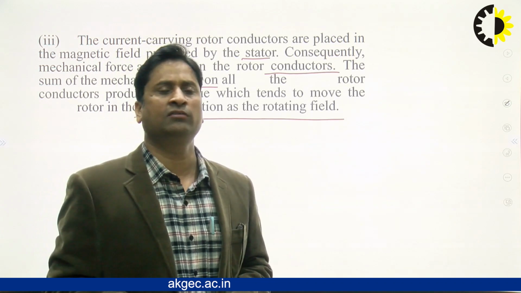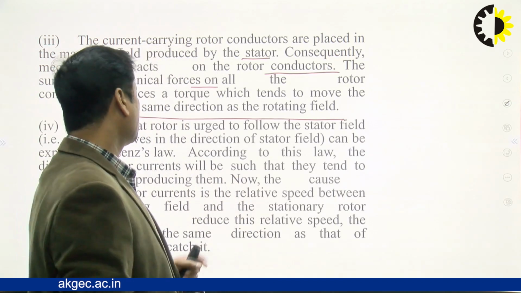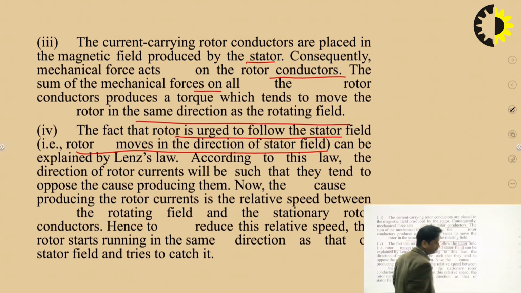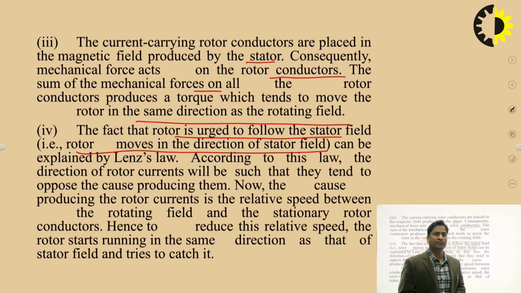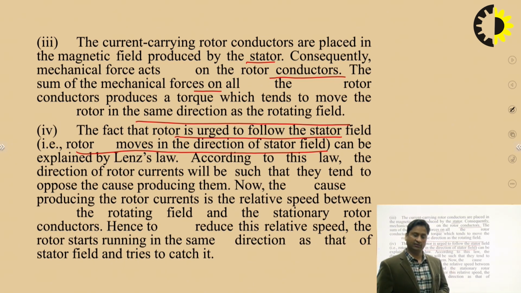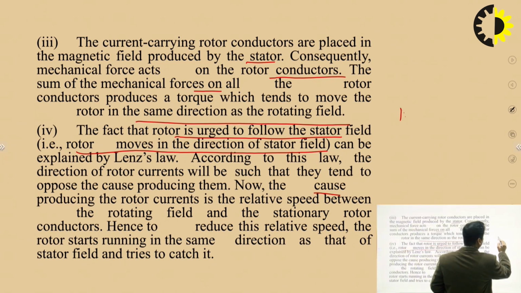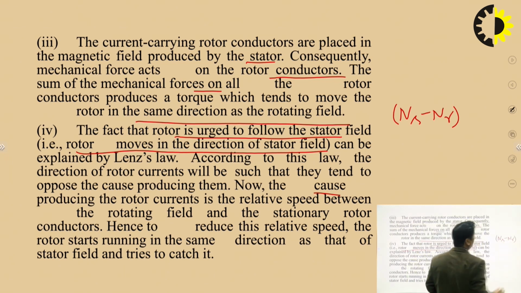Now how do we decide the direction of rotation of the rotor? We know that the rotor is urged to follow the stator field, that is, the rotor moves in the direction of the stator field. We can explain this with the help of Lenz's law. Lenz's law says that the effect opposes the cause, and the cause of the rotor rotating is the relative motion, so the rotor will try to oppose this. Ns is the speed of the rotating field and Nr is the speed of the rotor, and this difference is the relative motion.